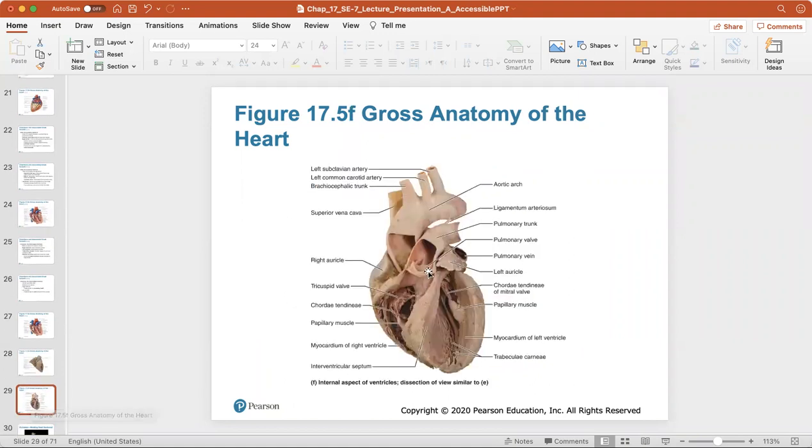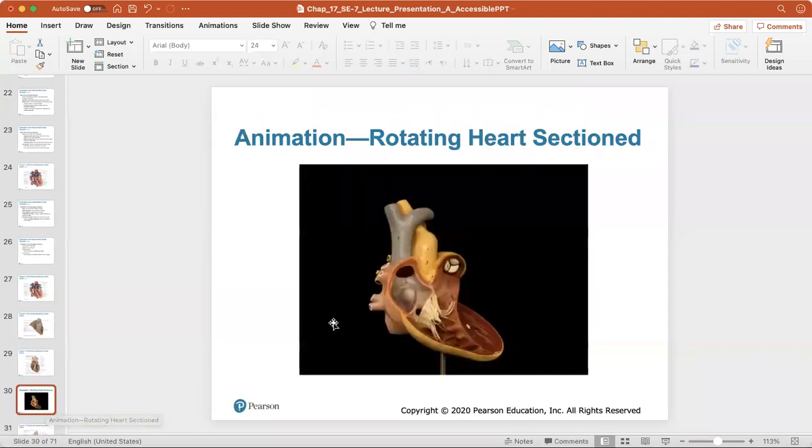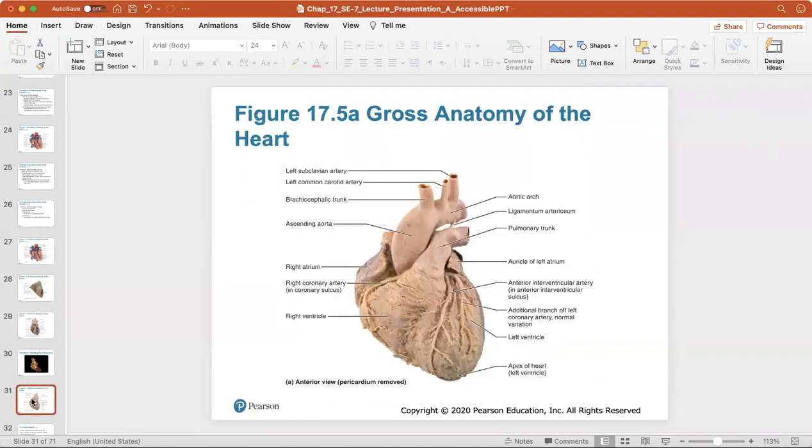And this is a really cool picture because you can see the atria, the ventricles, the trabeculae carneae, the tricuspid valve connected to the chordae tendineae, to the papillary muscle, and then the pulmonary trunk leaving the right ventricle, and the aorta leaving the left ventricle. And then the three outpocketings from the aorta, which is a great picture. This is a great animation. So download the PowerPoint from Canvas to take a look at that animation.